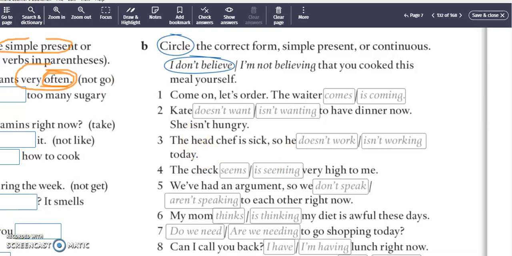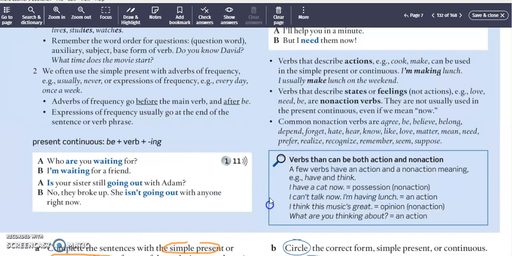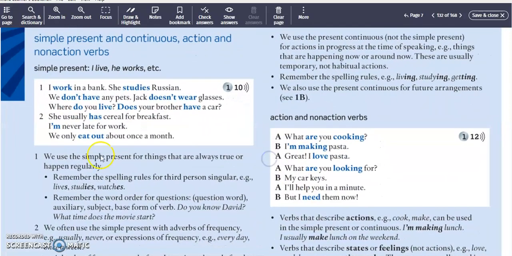Okay, we're going to check these two exercises in class. If you need further explanation, just rewind the video and we're going to see this in class.